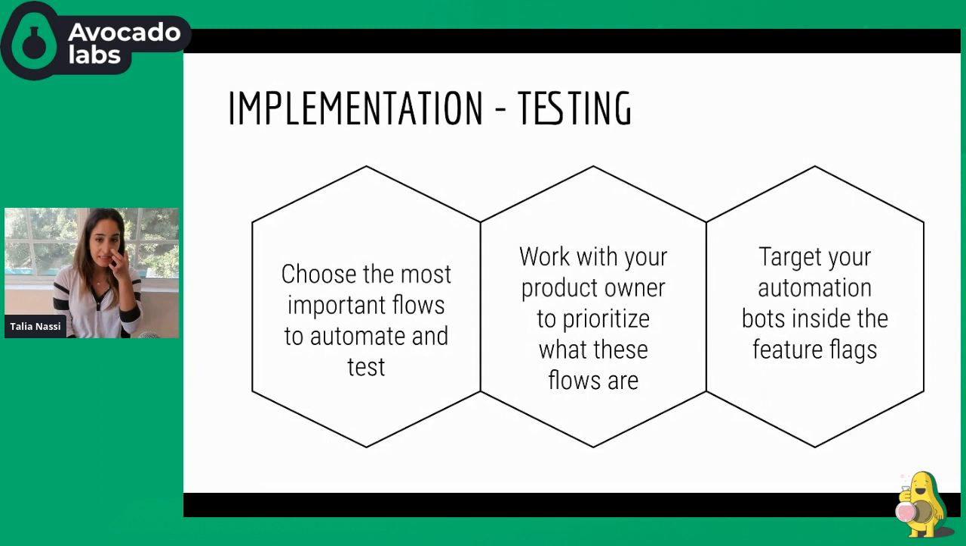And then in terms of testing, I would work with your product owner and figure out what combination of flags brings you the most business, like what is the most important combination for you to test. And then once you have that list, you can use your automation users and target them inside whatever combination of flags that you need to validate your test cases.